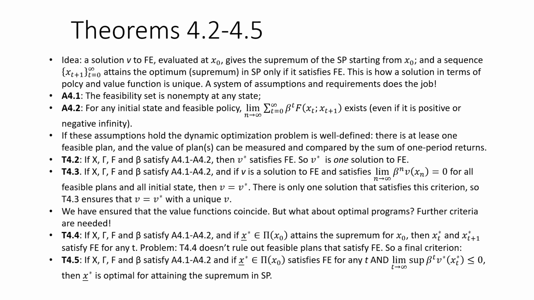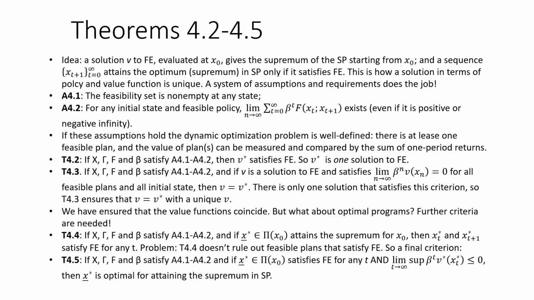The section starts with two key assumptions. Assumption 4.1 is very simple. The feasibility set must be non-empty at any state. It means that at any state there must be at least one possible feasible choice. So at any state the agent must be able to make a decision. So the feasibility set mustn't be empty.